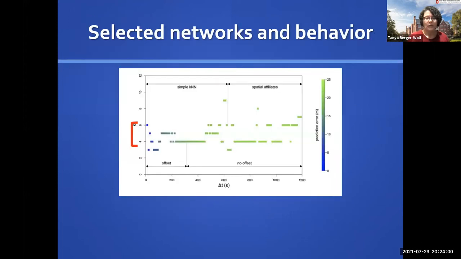Not only that, but the interesting part is it's not just any number of neighbors. It turns out that in the troop of 28 baboons, the most predictive network was the network of 4 to 6 nearest neighbors for predicting 10 minutes into the future, and the network of 4 to 6 long-term affiliates is most predictive up to about 2 hours into the future. And then as you start adding neighbors, the accuracy of prediction degrades.